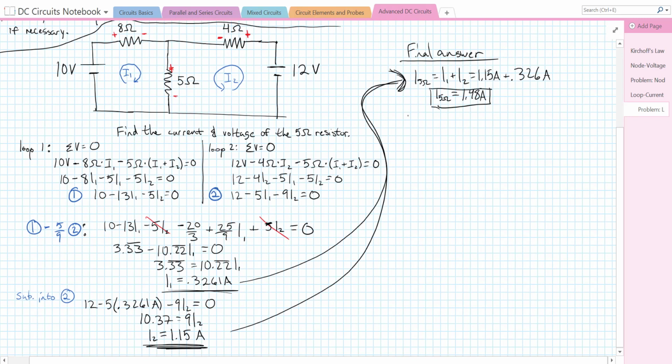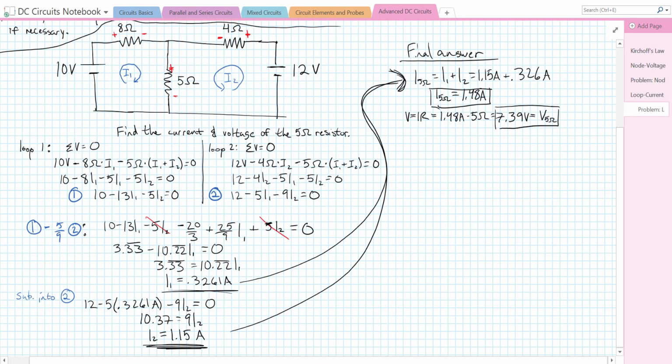Next up, if we want to find the voltage, we can just use Ohm's law now. V equals IR. The voltage across this 5 ohm resistor is going to be 1.48 amps times 5 ohms, which will give us a voltage of 7.39 volts. That's the voltage across our 5 ohm resistor. And that's that. We got a positive answer for this one too. That means we chose our polarity of our resistor correctly. It is going to be a voltage drop as we go down.